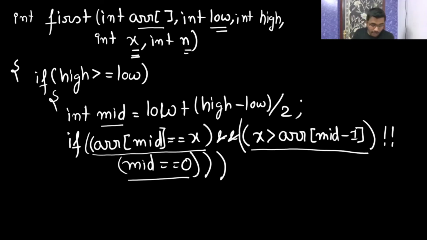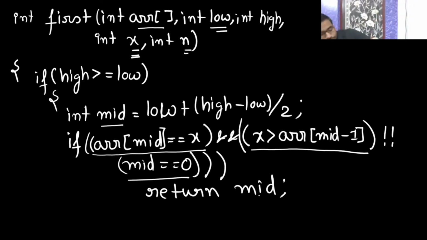Or if mid is equal to 0, it means mid is the starting index. So these two are the cases. Please let me know if anyone has any doubt. If this is true, then we return mid, which means we got the first occurrence, and mid is the first occurrence of that element. Please let me know whether it is clear or not. समझ में आया सभी को? Clear, sir? Fine.